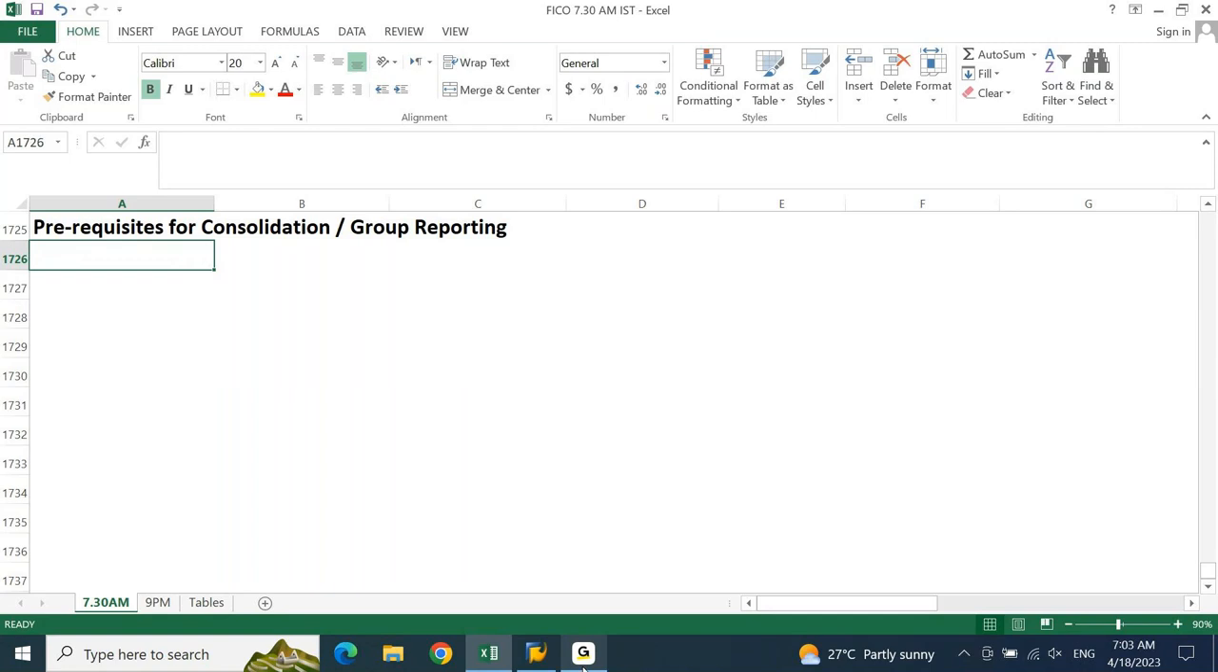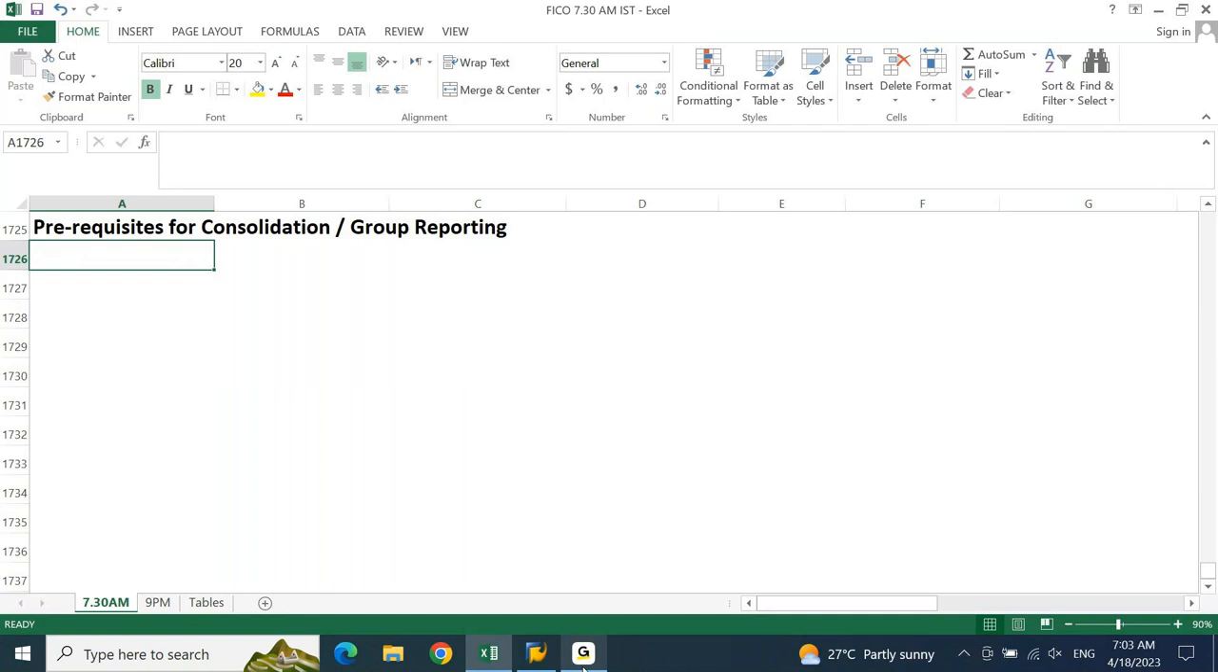Correct. You have created a non-leading ledger and you have met all the local requirements and you have prepared the financial statements according to the legal requirements and you have submitted, you got them approved. So your requirement is fulfilled from the local perspective, the local accounting principle perspective, but you have one more reporting requirement called group reporting or consolidation.